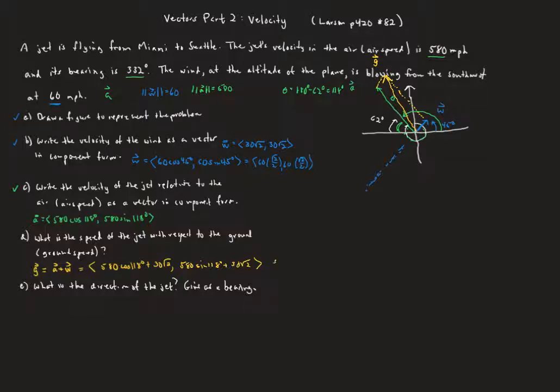So for the speed, that is the magnitude of our ground speed vector. And remember, that is going to be like the Pythagorean theorem. We're going to get the square root of 580 cosine of 118 plus 30 square root of 2, squared, plus the 580 sine of 118 degrees plus 30 square root of 2, also squared. So that's going to have to be entered into your calculator.